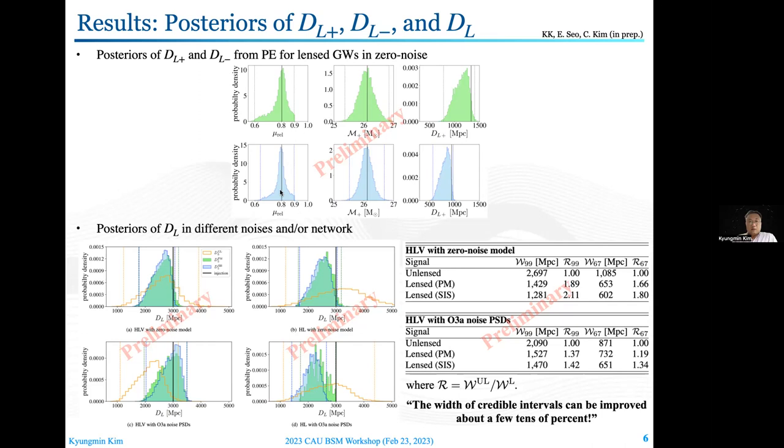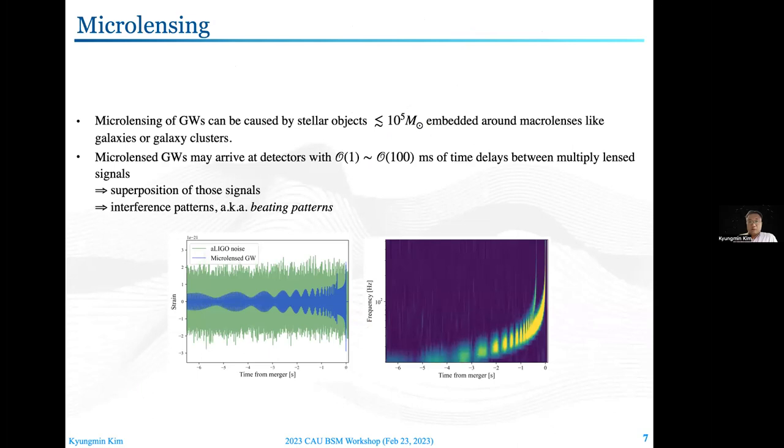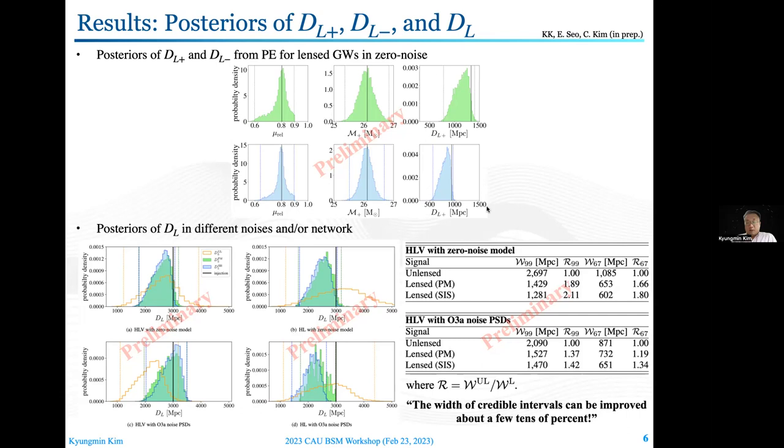And also for the chirp mass of the system, the parameter estimation could correctly estimate the value. And so finally, for the apparent luminosity distance to those two images, our inference shows some shift from the true value shown in the solid line, but it is included within the 99% credible interval. And using this information, we eventually estimate the luminosity distance to the original source.